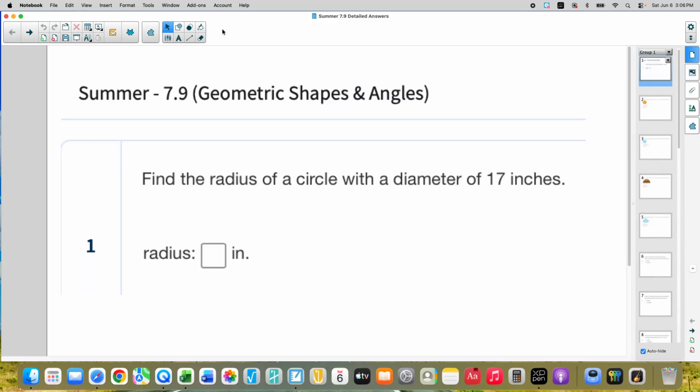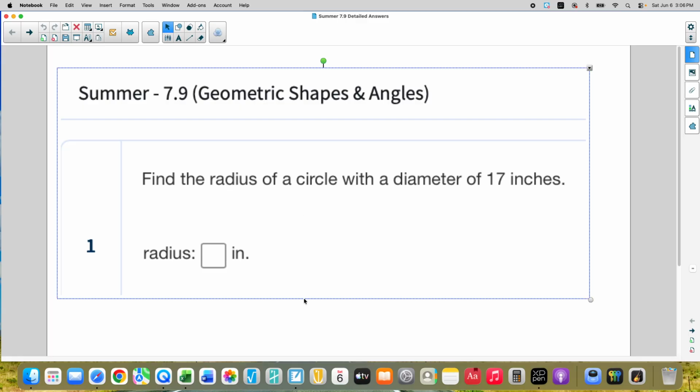All right, we're cruising along here. This is Summer 7.9. This is 7th grade curriculum, 9th chapter, geometric shapes and angles. So find the radius of a circle with a diameter of 17 inches.